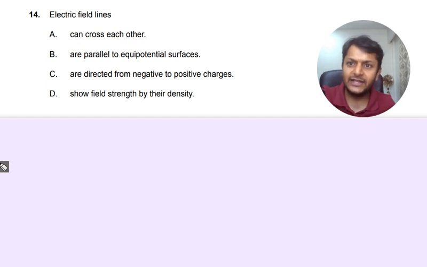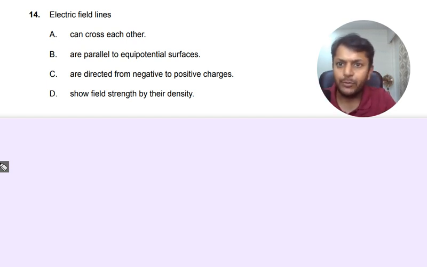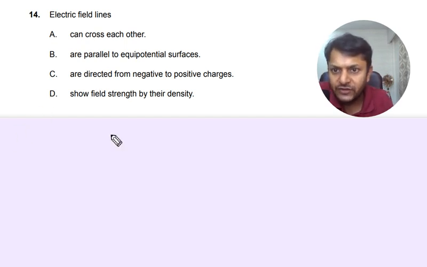The electric field lines can cross each other. They are parallel to equipotential surfaces. They are directed from negative to positive. Show field strength by their density.